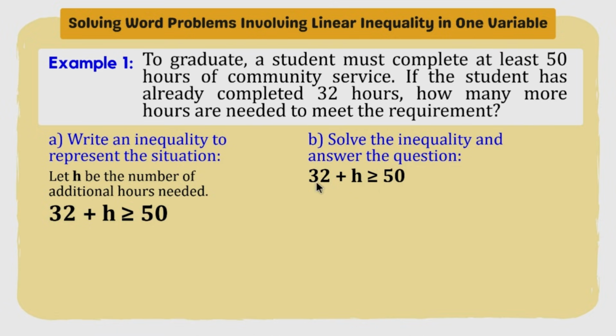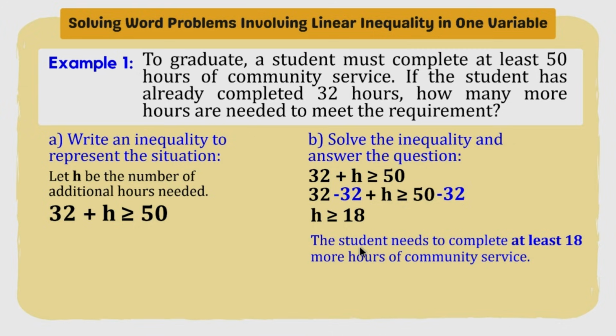Para matanggal si 32 dito, we can use the subtraction property of equality. We can have 32 minus 32 and then 50 minus 32 dito sa kabila. So ang maiwan na lang ay si h, okay, is greater than or equal to 50 minus 32 is 18. Therefore, the value of h can be more than or equal to 18. So ang ating final answer, the student needs to complete at least 18 or more hours of community service.